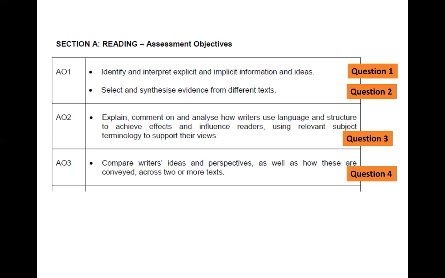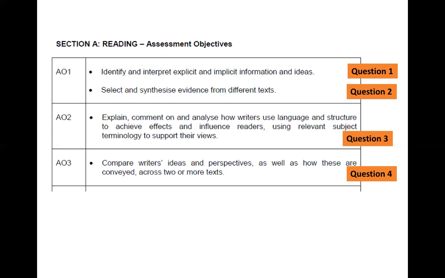It's a similar scenario here, but the question is framed slightly differently. Question 1 and question 2 will both use assessment objective 1. They will both test your ability to identify and interpret explicit and implicit information and ideas within both questions. I will go into more detail about both questions momentarily.